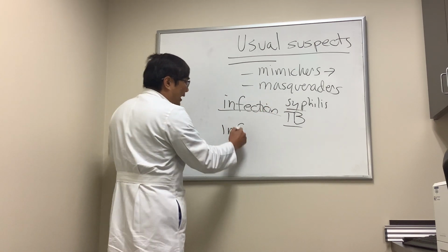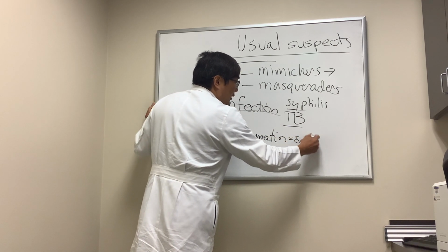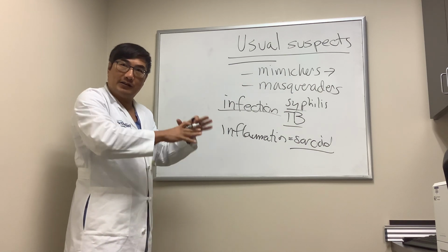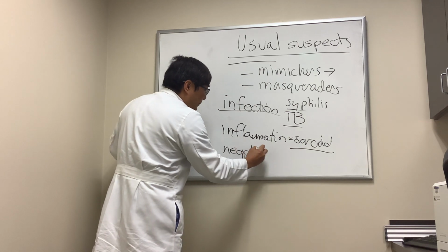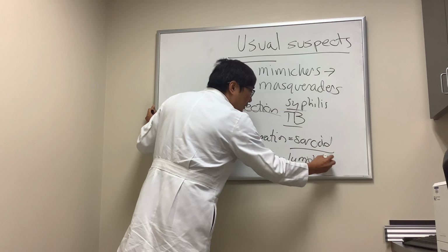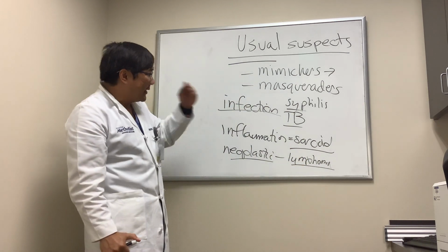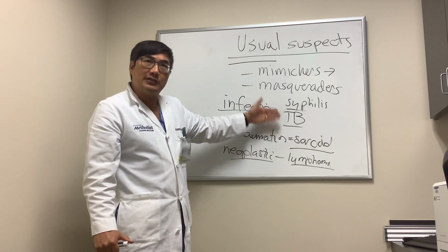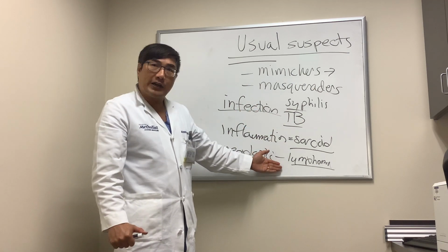On the inflammation side, the great mimicker is sarcoidosis. So sarcoid, syphilis, tuberculosis, these are the mimickers, infectious and inflammatory. And on the neoplastic side of the differential, the great mimicker is lymphoma. So when I say round up the usual suspects to my residents, what I mean is testing for infections, syphilis, tuberculosis, inflammations, sarcoidosis, and if there's a mass lesion, we can always be lymphoma.